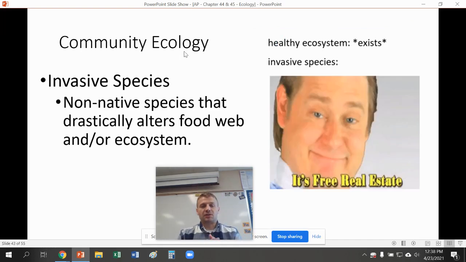Invasive species. These are species that are non-native to a habitat, and they drastically change the food chain or ecosystem. So when there is a healthy ecosystem, you have an invasive species come in that's not usually there. And since it doesn't usually have predators, and the ecosystem is not used to that invasive species, there are major problems. The U.S. spends billions of dollars on trying to control invasive species every single year.